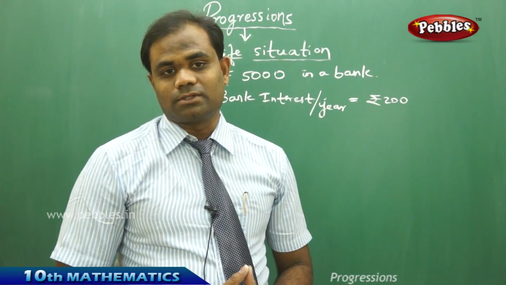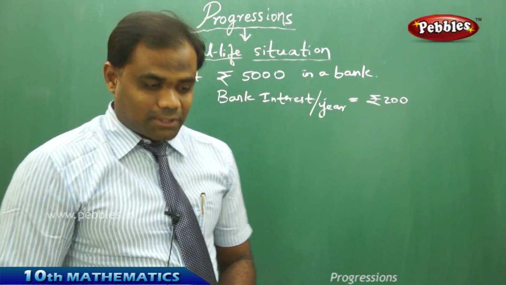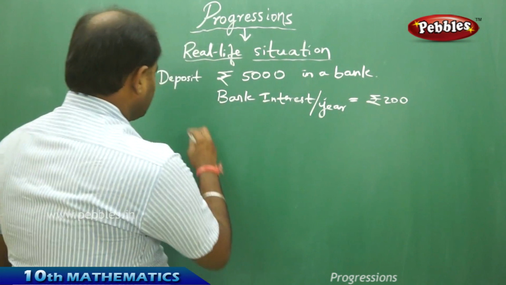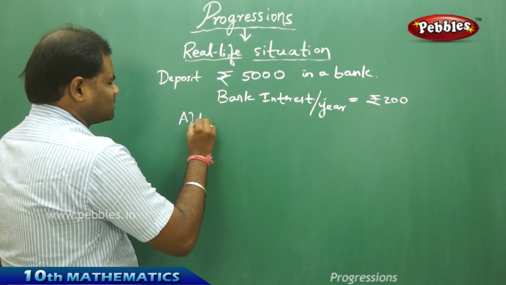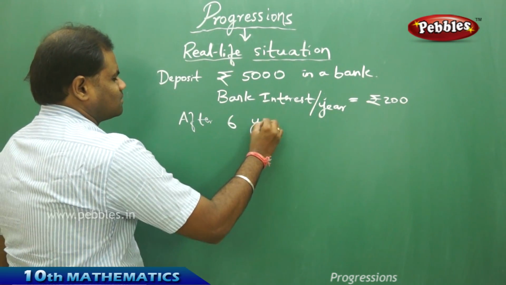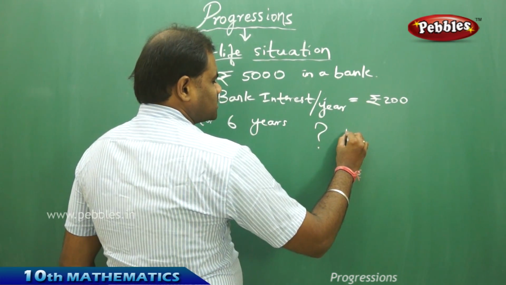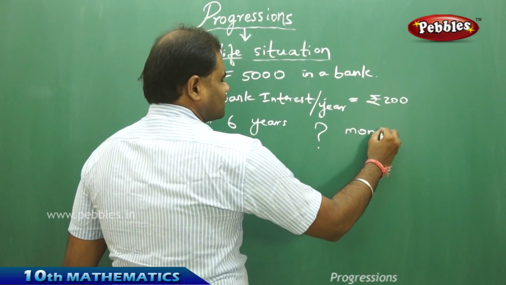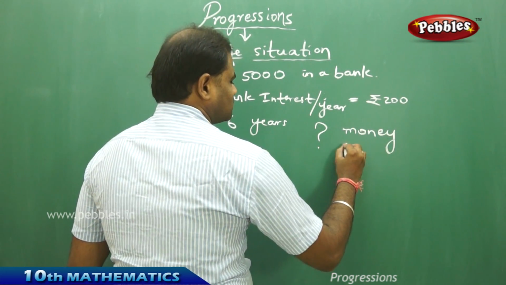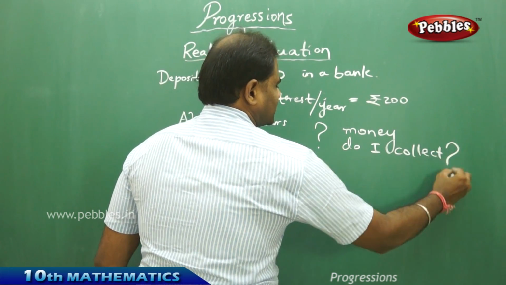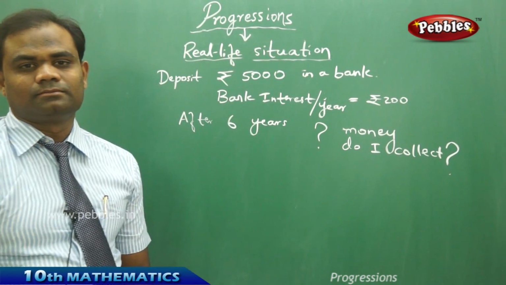That is, every year uniformly there is 200 rupees which is increased as the interest for the deposited amount of 5,000. So after 6 years, I want to go and collect my money. So if I go after 6 years, what will be the amount of money? How much is the money I collect is the biggest question here.